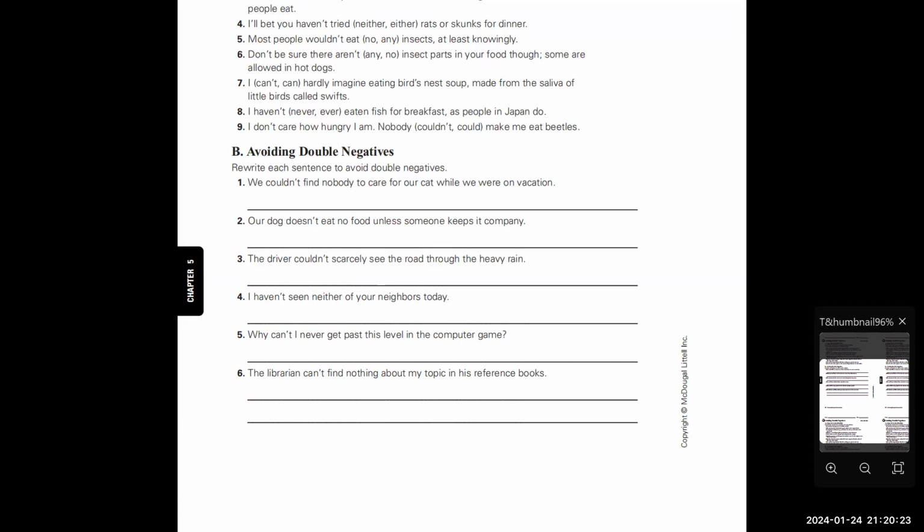The driver could scarcely see the road through the heavy rain. Okay, wait. One more time. The driver could scarcely see the road through the heavy rain. That's correct. Number 4.